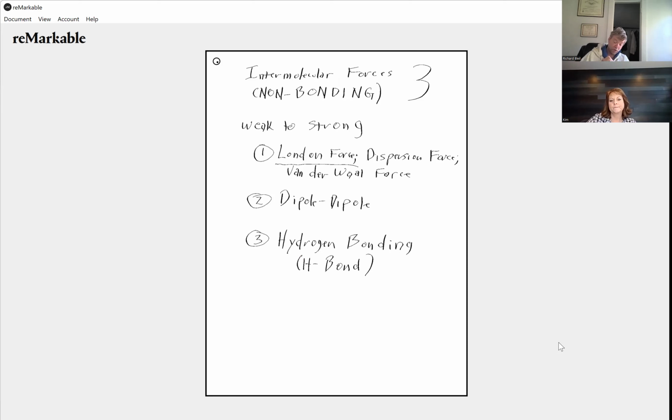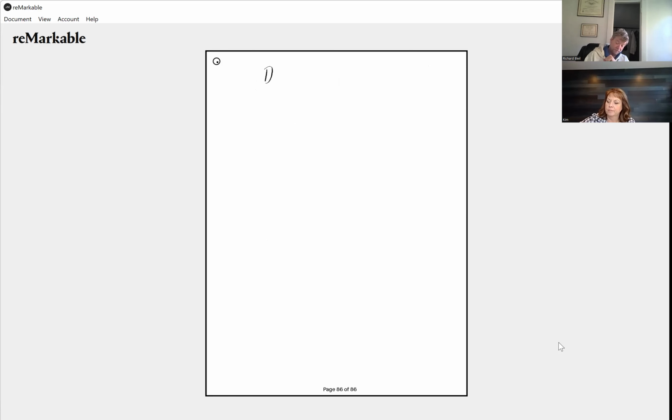So let's look at dipole-dipole. All right. You have dipole-dipole intermolecular forces anytime you have a polar compound. Has to be a compound, cannot be an element. It's for polar compounds.